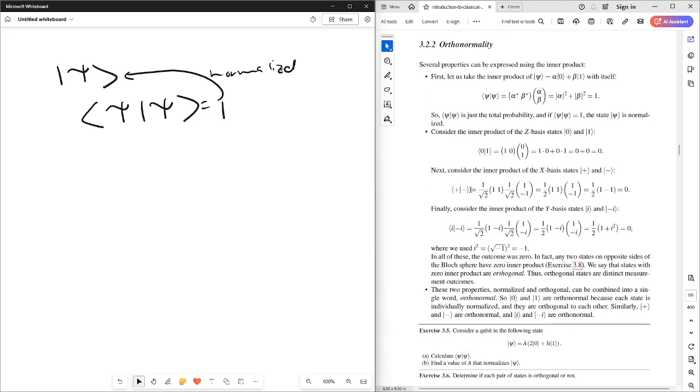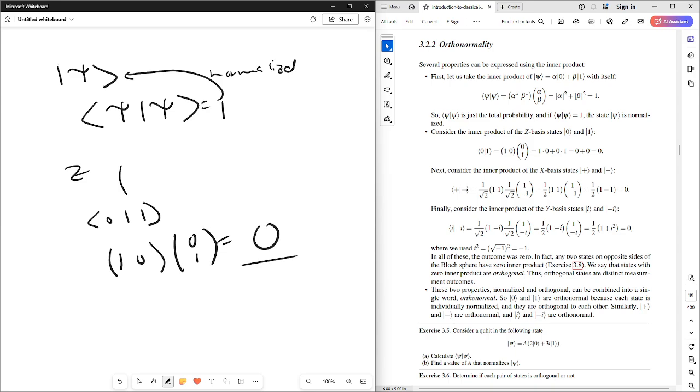Consider the inner product of the z basis states, so 0 and 1. This is the conjugate transpose of 1, 0 times 0, 1. That just equates to 0.